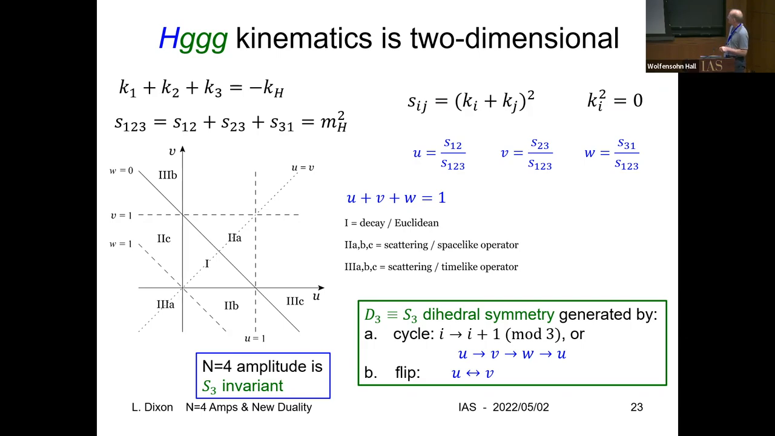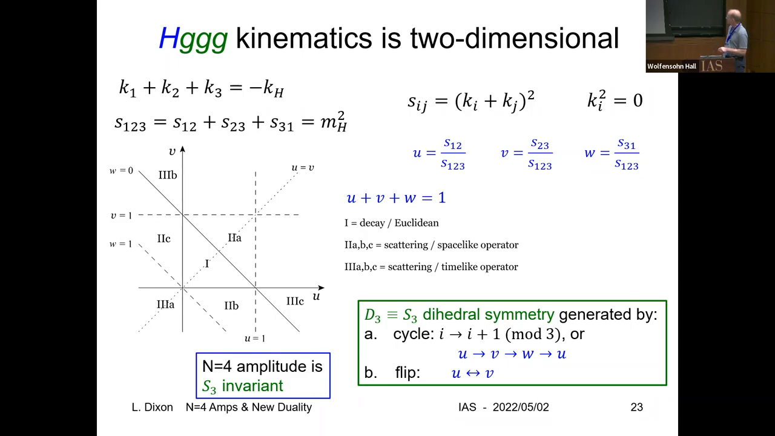However, it's useful to keep W in the game because there is a dihedral symmetry where we cycle U to V to W to U, or we can flip U and V, and it's more manifest if we keep W around. So this is the line W equals zero, U equals zero, V equals zero, and these lines divide a decay region, which is Euclidean or pseudo-Euclidean, from scattering regions.